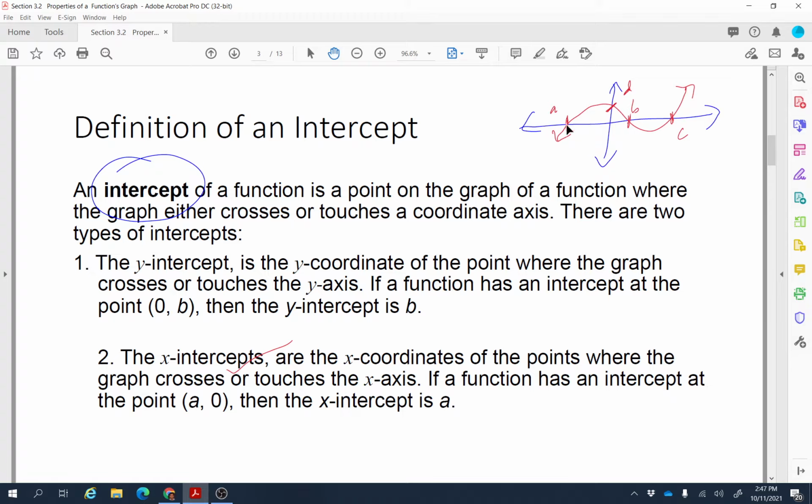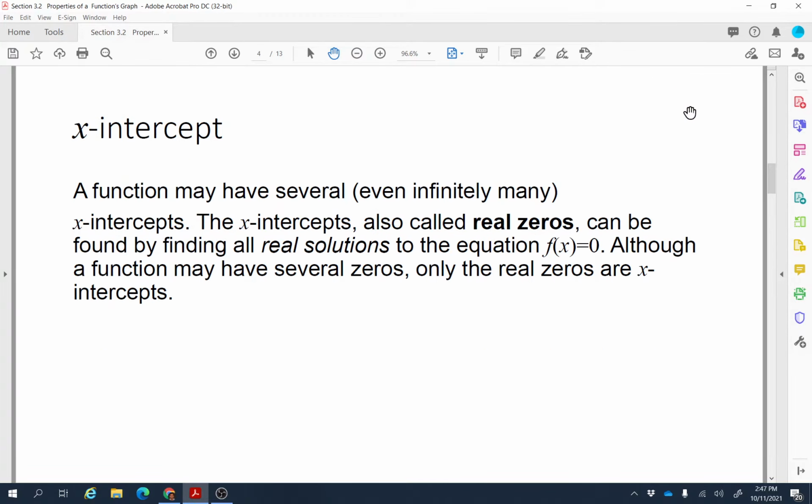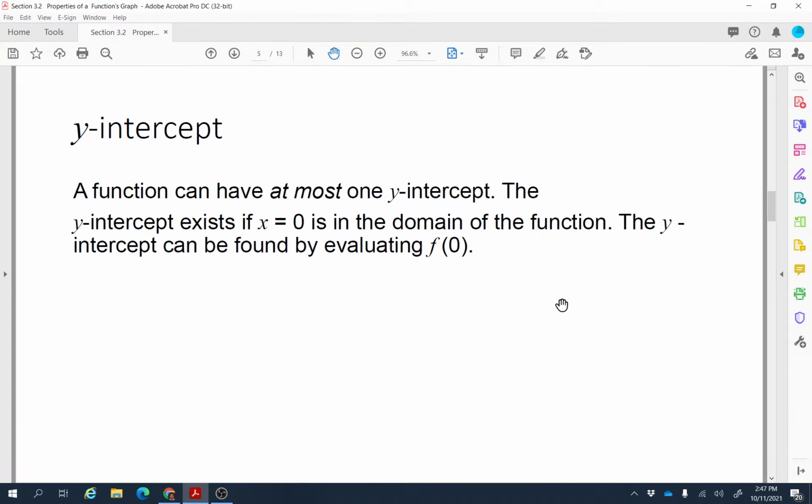That means the value of the function at those points is 0, because the y value means the value of the function. So whenever we try to find the x-intercept of a function, we always equate f of x equal to 0 and solve for x. If we are dealing with a function, at most we could have one y-intercept. There is no more than one y-intercept for the graph of a function. To find the y-intercept, we just have to calculate the value of the function at 0.